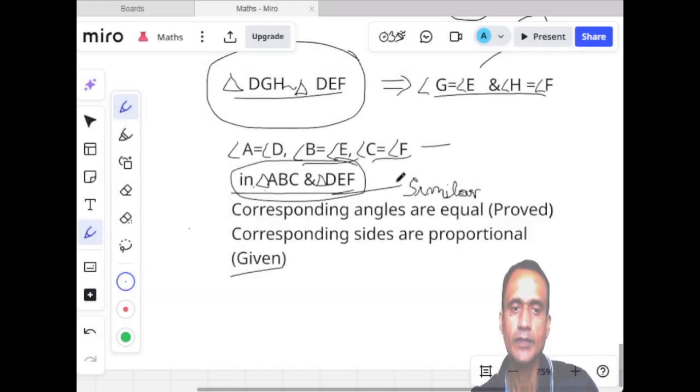So they are similar. Hence we have proved the second theorem.